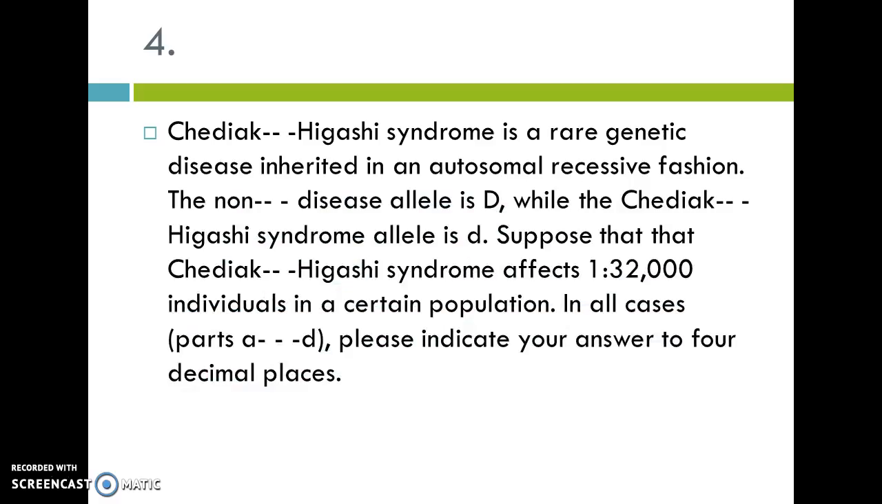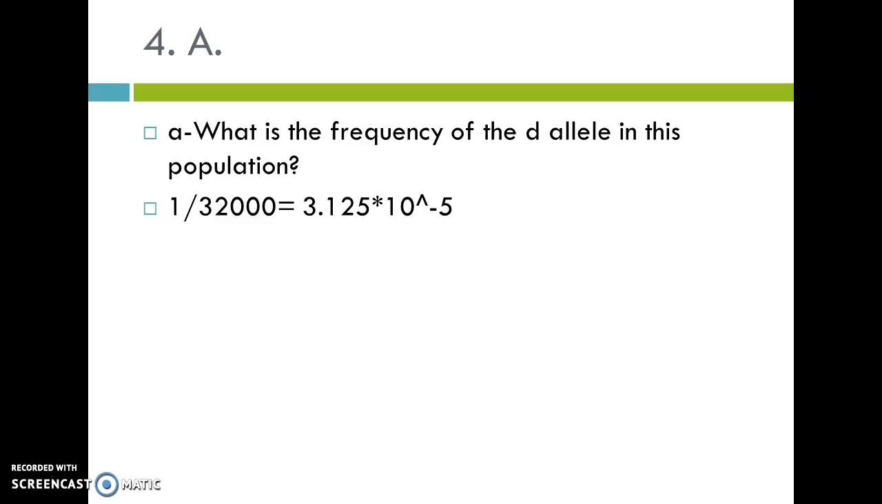4. The Chediak-Higashi syndrome is a rare genetic disease inherited in an autosomal recessive fashion. The non-disease allele is D, while the Chediak-Higashi syndrome allele is small d. Suppose that the Chediak-Higashi syndrome affects 1 in 32,000 individuals in a certain population. In all cases, parts A through D, please indicate your answer to 4 decimal places.